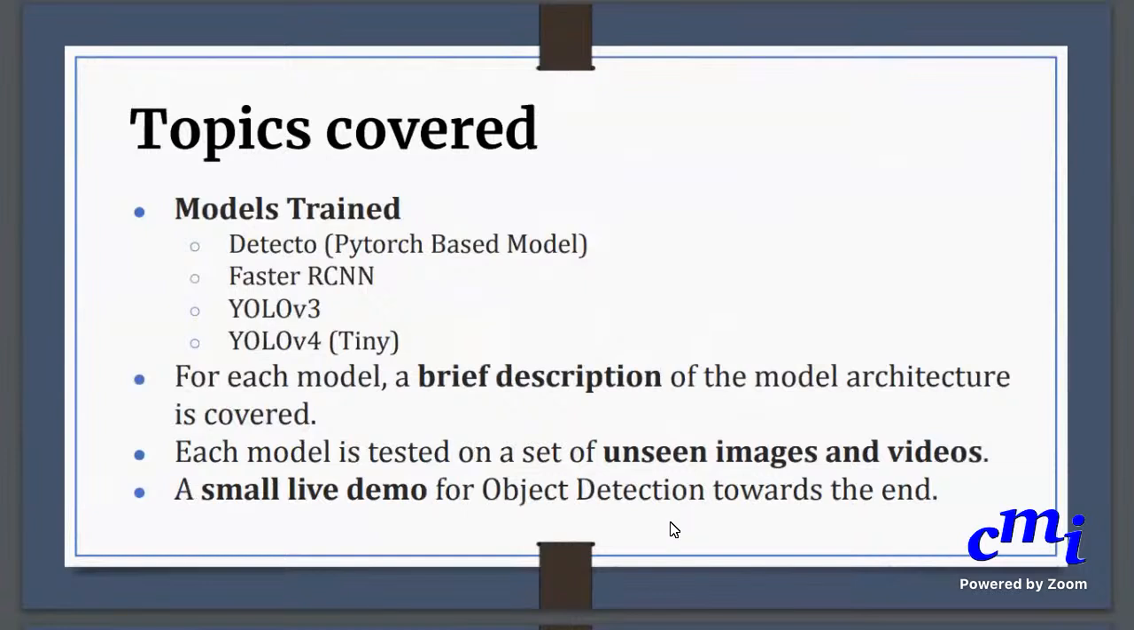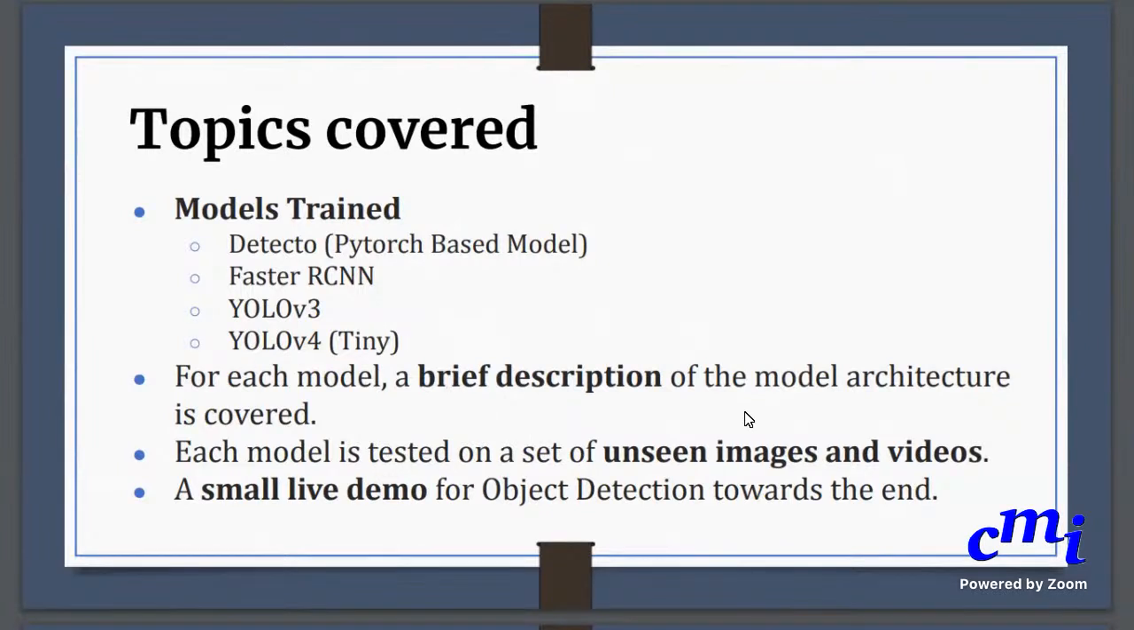This is a brief description of the topics covered in the presentation today. Firstly, we will be seeing an implementation of the detector model, which is a PyTorch based model. Then there are some challenges which made us move on to another model, which is Faster RCNN. Then there were some other challenges because of which we moved to YOLO V3, and to scale it better, we moved to YOLO V4, and then to make it more real time, we moved on to YOLO V4 Tiny.